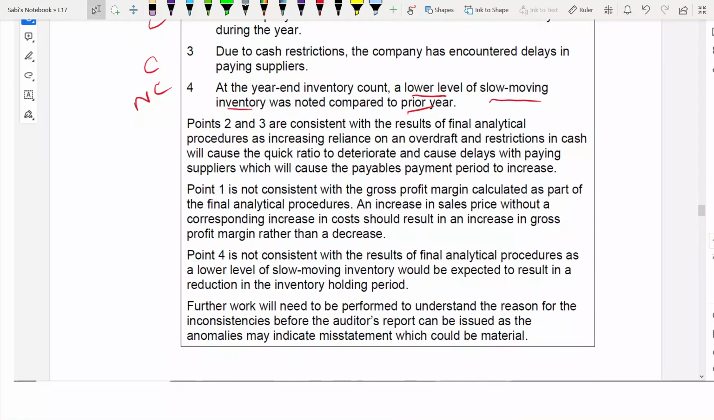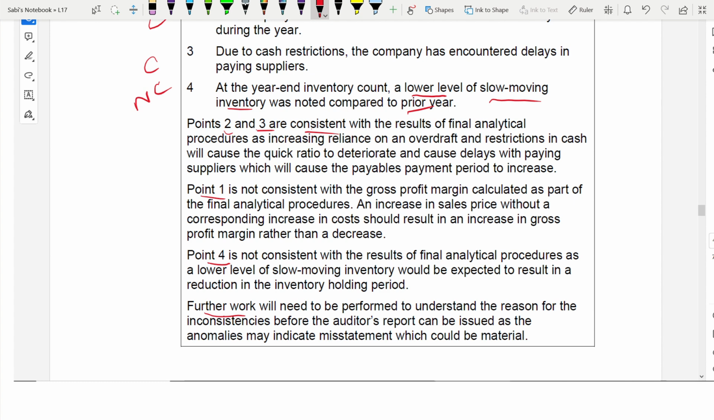Just see, point 2 and 3 are consistent with the results of the final analytical procedure. But point 1 and point 4 are not consistent, because gross profit margin decreased, whereas it should have improved. And inventory holding period should have decreased, but it increased. That's why in point 1 and 4, you need further work. When other information is not consistent with your analytical procedure results, further work needs to be done.